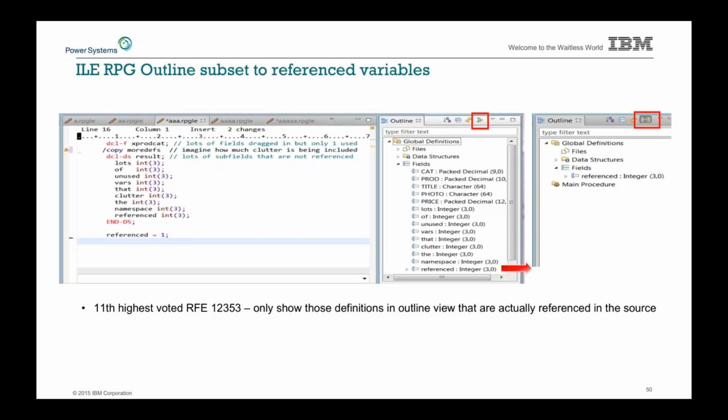With the RPG outline, we can subset to referenced variables, so you can actually go to your outline view and change the view to subset things to get just the variables that you want that are referenced in a particular area. This was a very highly voted RFE, and so this was something that we were able to get delivered in this particular delivery.